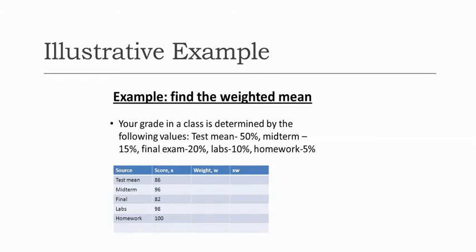Another example: let's say your grade in class is determined by the following values. We have a test mean counted as 50%, midterm is 15%, final exam is 20%, labs is 10%, and homework 5%. The percentage here is what we call the weights, and we have the given scores in the second column.